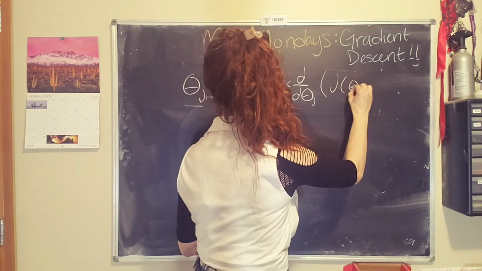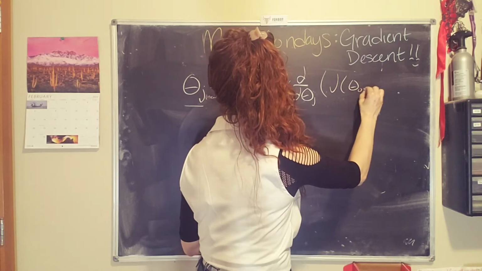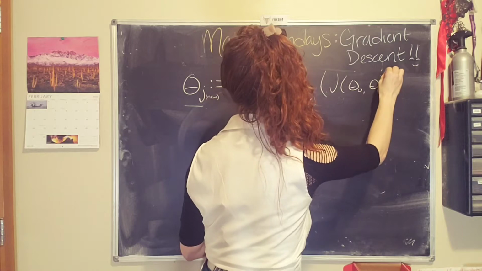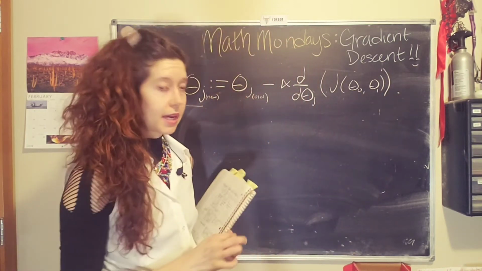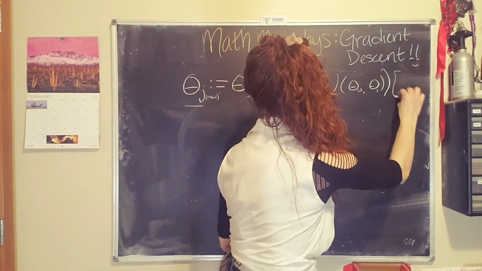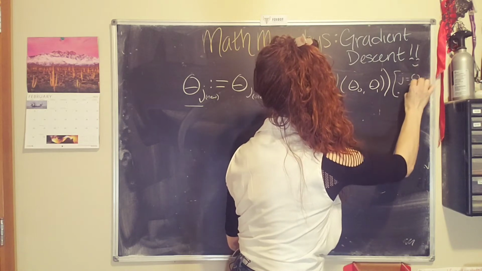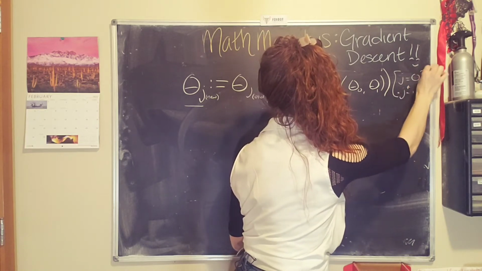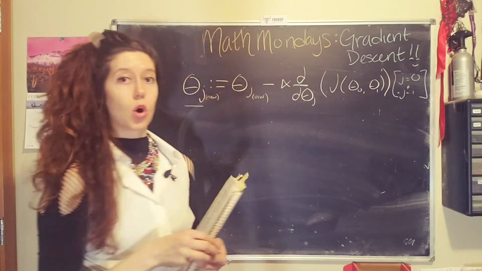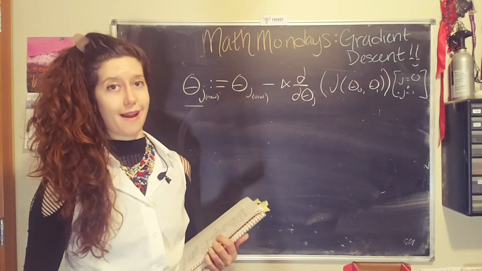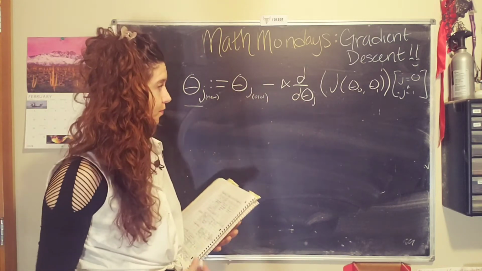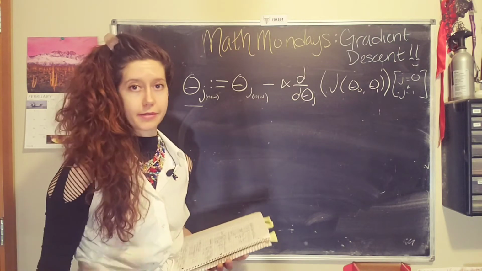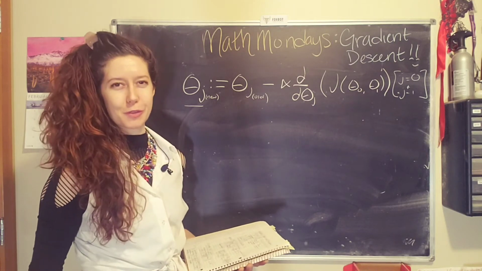So J of theta, I'm just going to write two parameters for now. So in this case, we would have j equals 0 and j equals 1, where j indexes the total number of parameters that we have in our cost function. So you could have 0 through n, where n is 350 million.